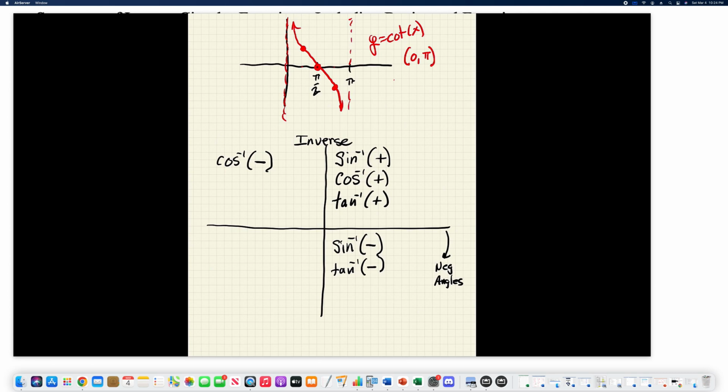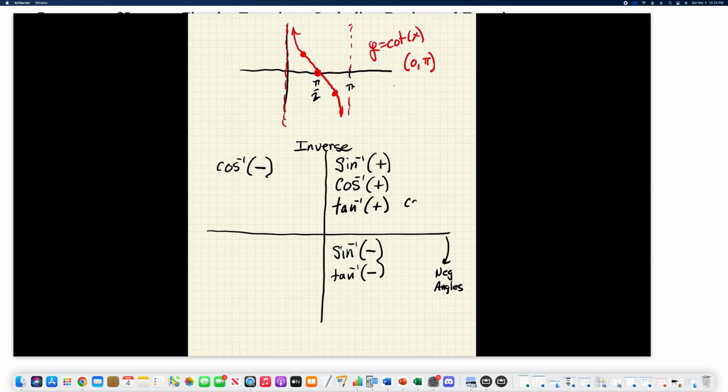So if we start to add these back into our list here that we have in our lower half part of the screen, so if we're going to go to cotangent now, cotangent is quadrant 1 and quadrant 2. So inverse cotangent of a positive is in quadrant 1, inverse cotangent of a negative is in quadrant 2.